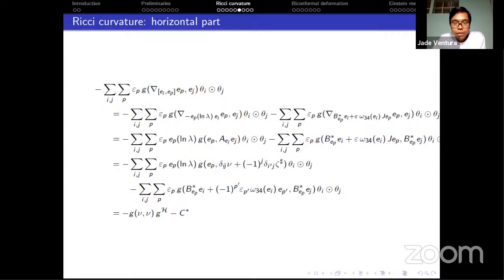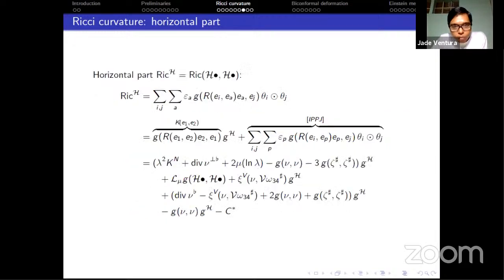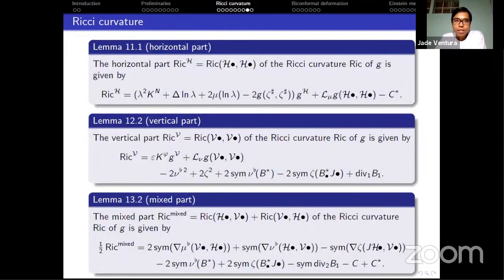If we use the definition, the original definition, overall, we get these 4 lines for the horizontal part of the Ricci curvature, and then we simplify it to get this first box, Lemma 11.1, that's the horizontal part of the Ricci curvature.